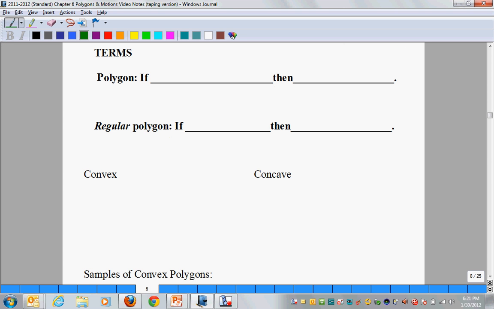So the word poly means many. So if we have a many-sided shape, we have a polygon. It's generic for any shape.